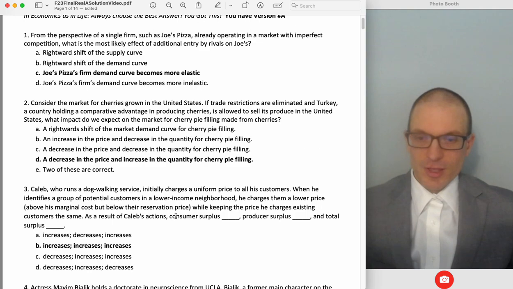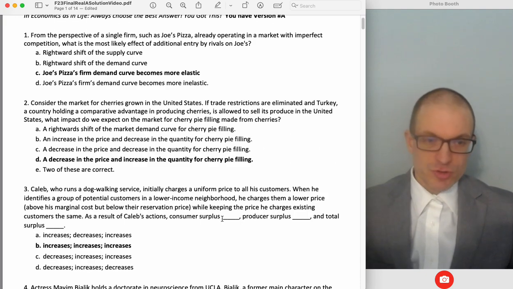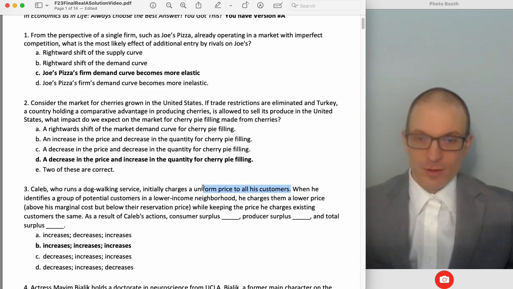As a result, consumer surplus is going to increase because there's going to be more economic activity. He'll be serving these customers who otherwise wouldn't have been served at the original price. They're kind of priced out of the market at this discount. Now they're able to buy the dog walking service, and so they generate consumer surplus they wouldn't have had relative to the price he was charging original customers. So that rises. Producer surplus is going to increase.